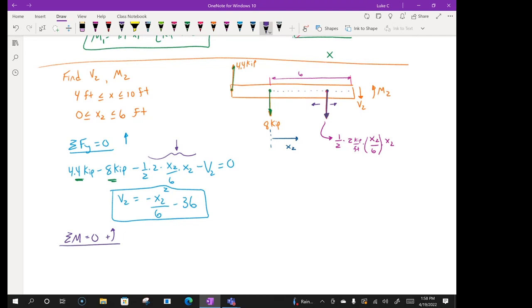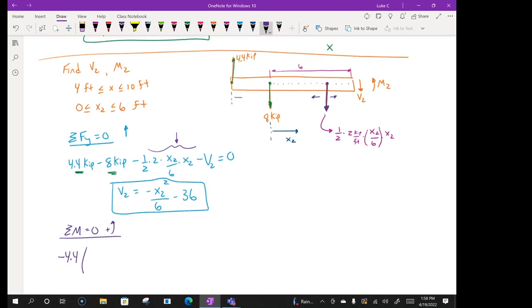Set it equal to 0, and we have -4.4. What we have to do, though, is this distance was 4 feet, so we have to add 4 to x2, because our x2 starts right here where the 8 kip is. And then we can put our other force, that purple one that moves back and forth, 1/2 times 2 times x2 over 6 times x2. And then this distance is where I just erased, x2 over 3.